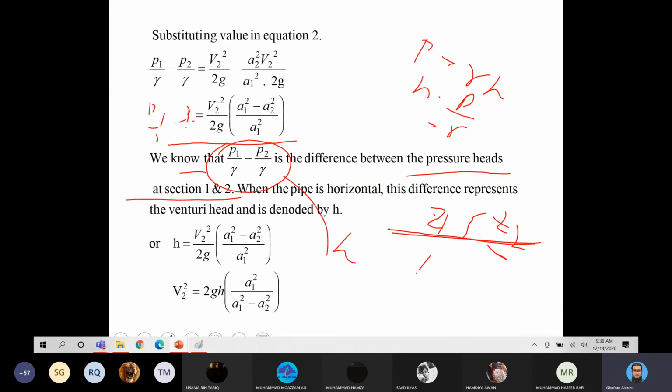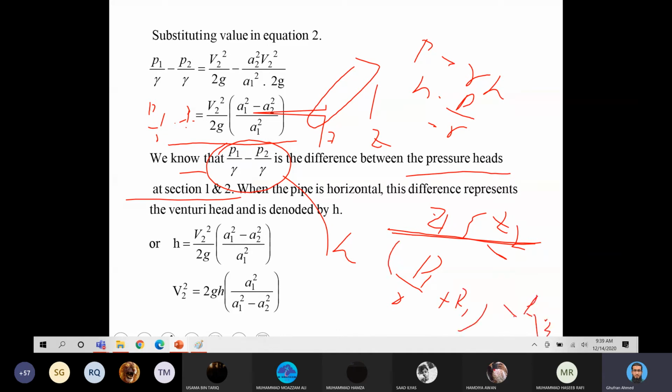Otherwise, अगर venturi meter इस तरह inclined है, Z1 और Z2 different है, तो P1 over gamma plus Z1 minus P2 over gamma plus Z2, it would be equal to H. Okay, ये याद रखना है. अगर Z की वैल्यू सेम नहीं है तो इस H में P1 over gamma plus Z1 भी आएगा और Z2.